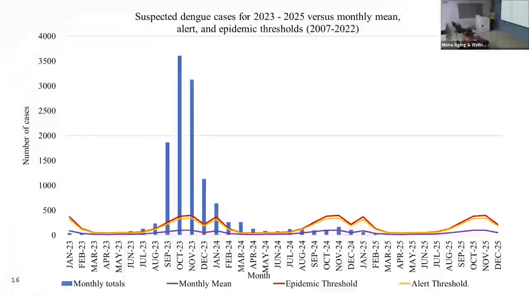So on average in January, we would see, I don't know if that is 90 cases or so, but on average in October, when we look at the data from 2007 to 2022, we would usually see, let me see, the mean is about 110 cases.